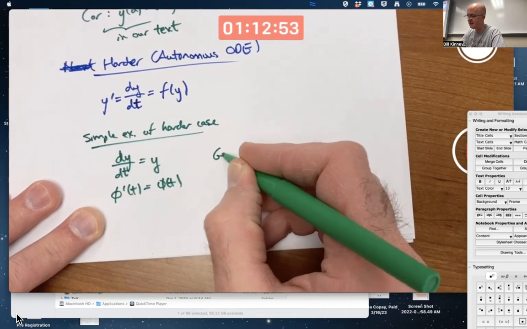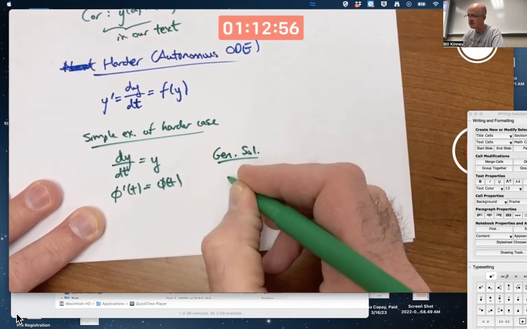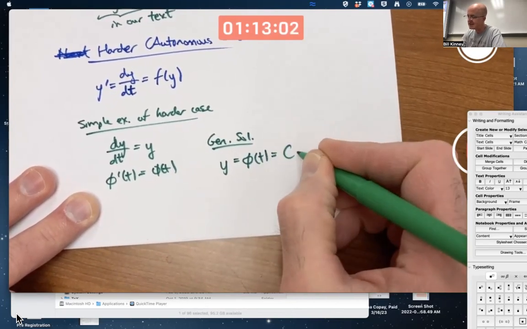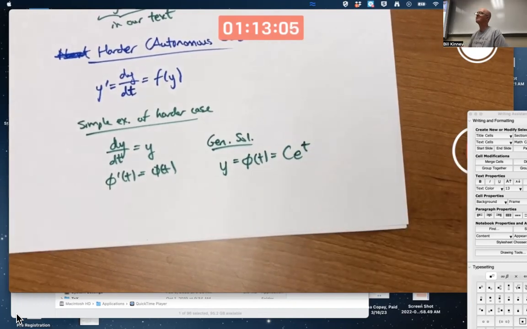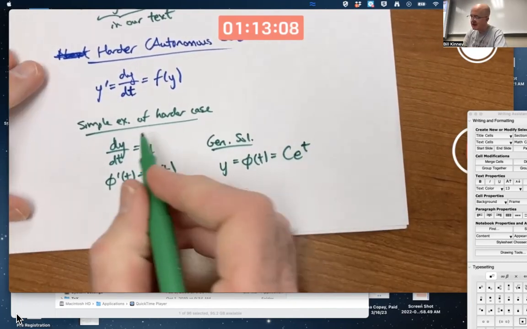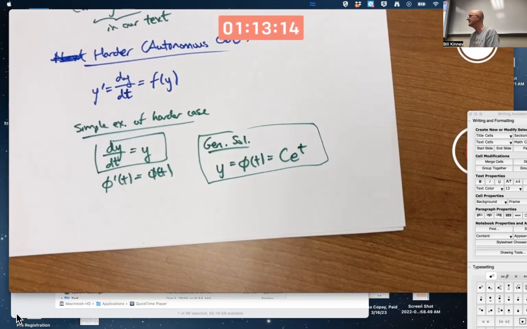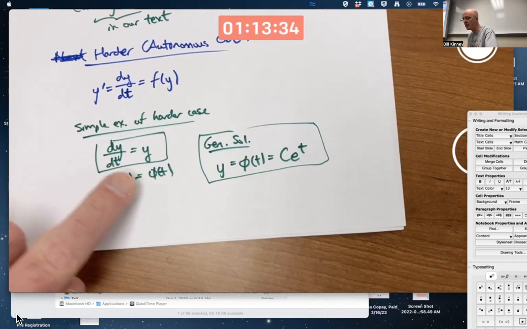The general solution using phi notation is y equals phi of t equals any constant c times e to the t. The answer again is not 1/2 y squared plus c. I'm not after a function of y, I'm after a function of t. In the model, t is the independent variable, often time. y is the dependent variable. y depends on t. We're after a function of t whose derivative is always the function itself.